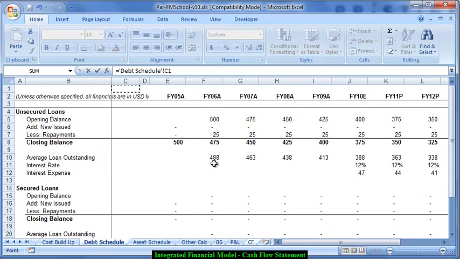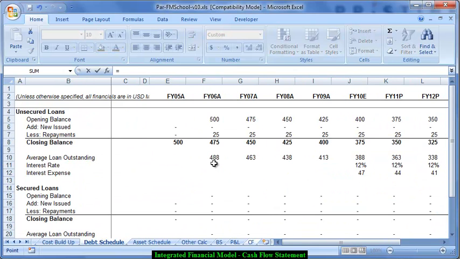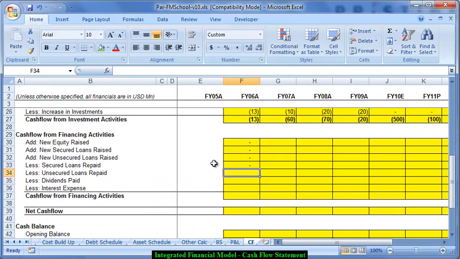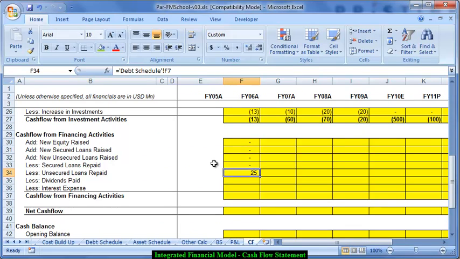So I have my unsecured loans, any new loans issued in FI06. These are primarily coming out to be 0. Again, unsecured loans repaid, again in the debt schedule, so my secured loans repaid in FI6, my unsecured loans repaid in FI6. Please note that you need to do this on your own, right? So please note that this is all with a negative sign. So let's put a negative sign.